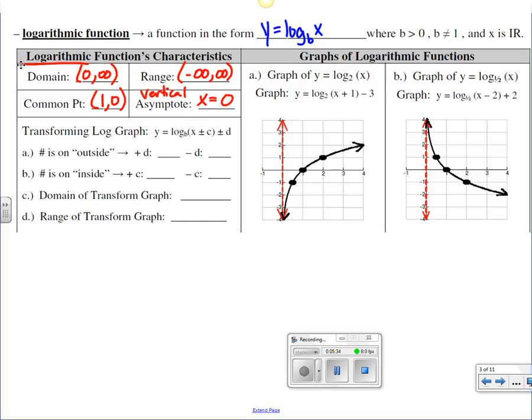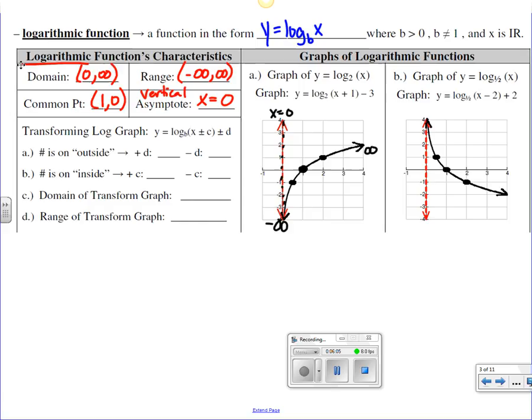All right, so look at this black function over here on the graph. As you can see, the domain is 0 to infinity, left to right. The range is negative infinity to infinity. And it goes through 1, 0, which is the common point. And it has a vertical asymptote at x equals 0.